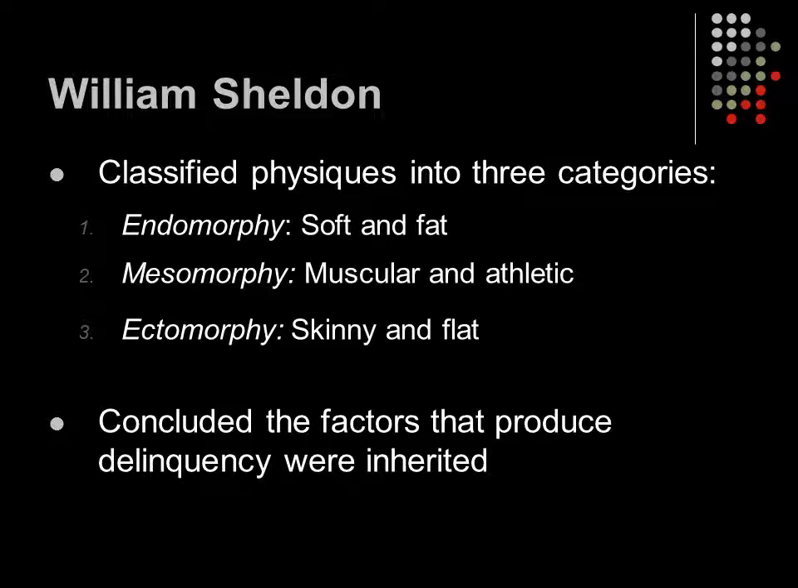Sheldon's body types fall into three categories. There's what he called the endomorph, the mesomorph, and the ectomorph. And so you can see the definitions there. Endomorphs are soft and fat, mesomorphs are muscular and athletic, and ectomorphs are skinny. And he concluded from some of his experiments, and again, these are similar to the ones we saw before, that certain body types were more likely to be associated with certain types of criminal behavior.